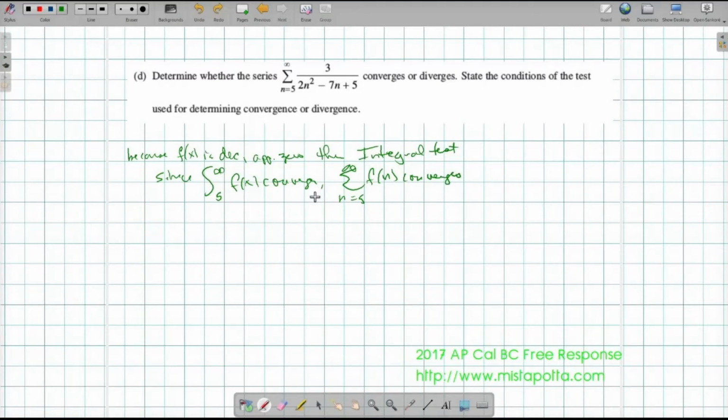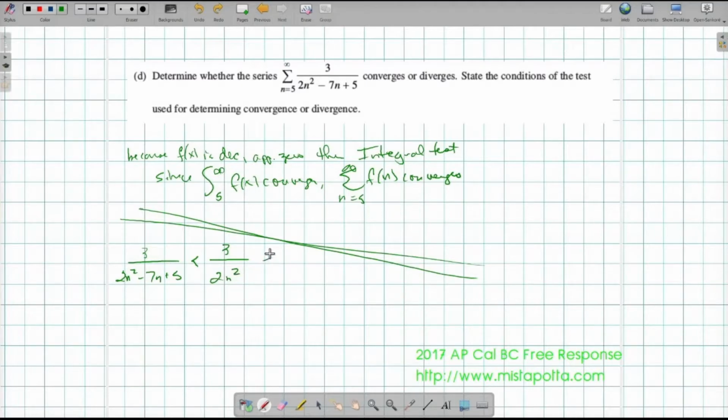And if you see that, that's great. If you don't see that, there is another way to approach this. This is the first way that I saw this problem. The first thing I notice is that 3 over 2n squared minus 7n plus 5 is always going to be less than 3 over 2n squared for n greater than or equal to 5. Now the thing is, as long as it's for some point past 5, I'm okay. But this is always going to be true because this denominator will always end up being larger.